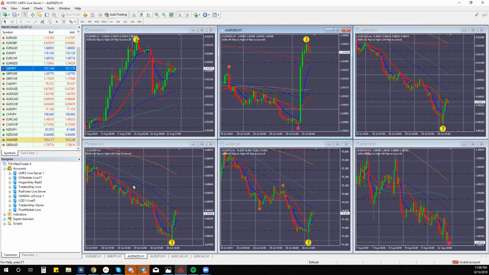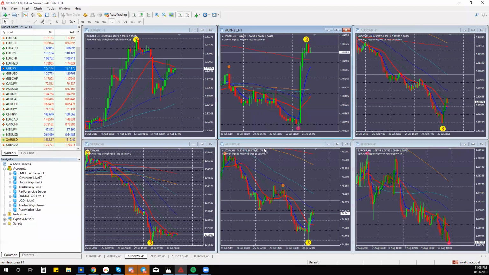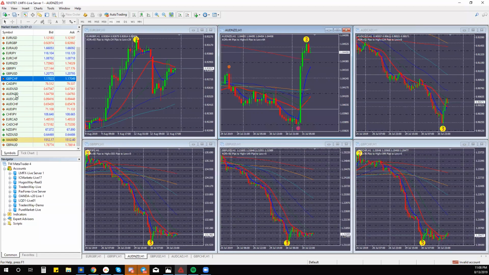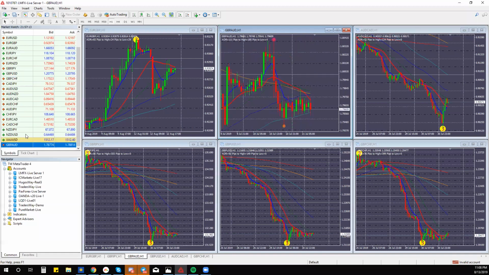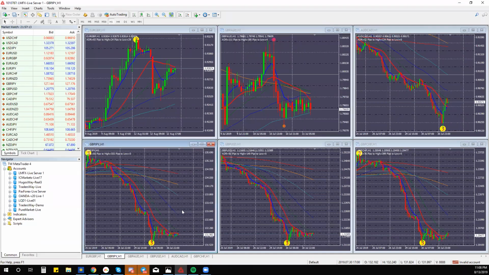Let's see, GBP JPY, GBP USD, GBP CHF, GBP AUD. Okay, so let's look at these. Overall, if you guys can see GBP JPY, GBP USD, GBP CHF, all have a consolidation, kind of like a little triangle consolidation looking to break out. The 21 and 8 are about to be crossing over.